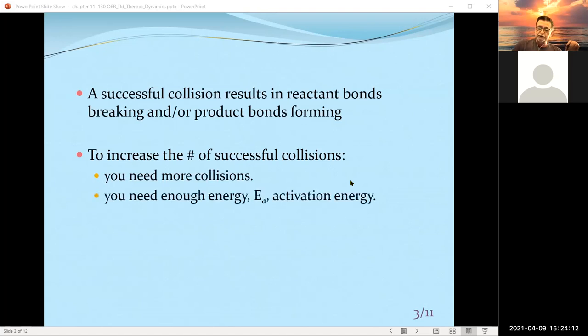We can increase the number of successful collisions by adding more material. Now we have to have enough energy for these to come together. That energy has a specific name. We call that activation energy. That's the minimum amount of energy necessary for two reactants to come together to form product. And again, as I stated, the molecules have to be oriented in a certain manner.